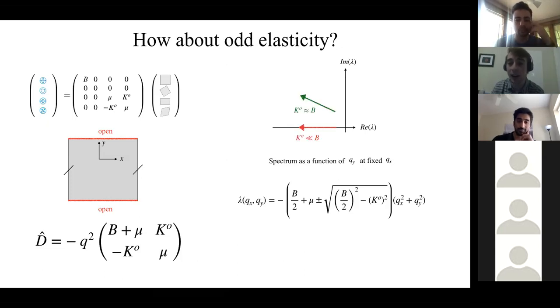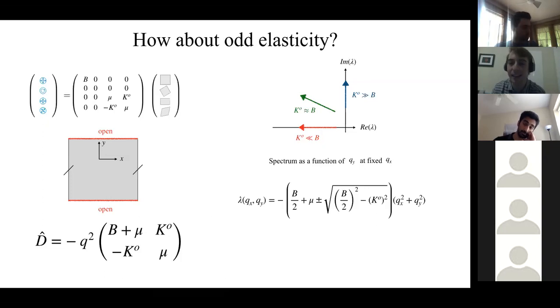If I increase K naught a little bit, I can go into the complex plane. But you notice that if I'm doing this as a function of Qy, it's just going to trace out a line, right? Because there's no interesting Q dependence actually inside the complex number here. And if I were to go to K naught being extremely large, this thing would lie along the imaginary axis, which is just as bad from the point of view of skin modes as lying on the real axis.